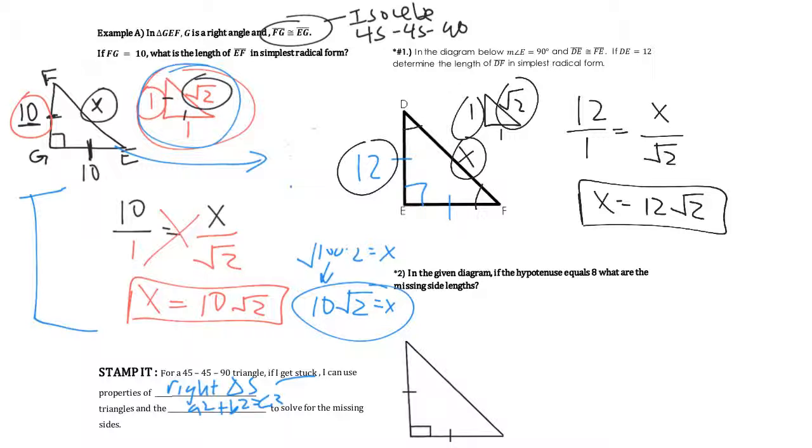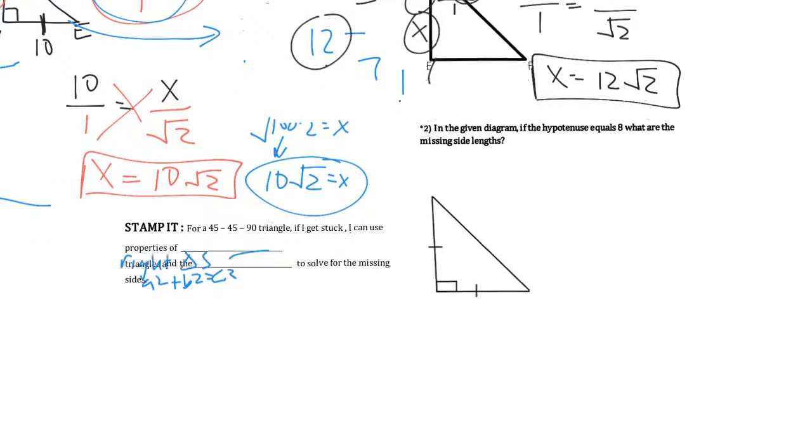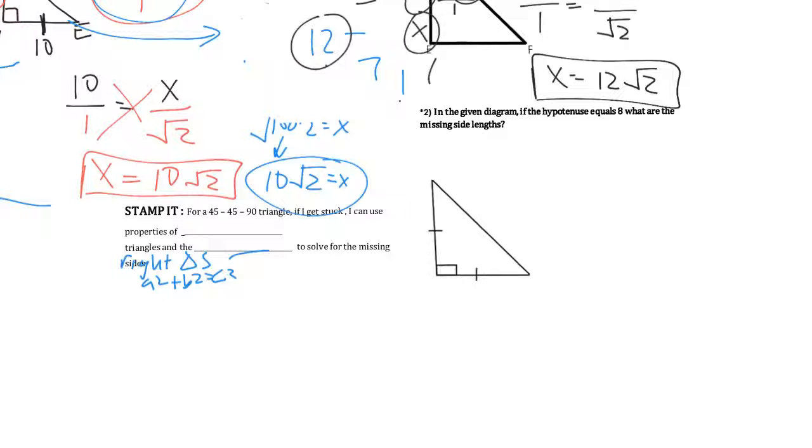Now you might be saying, I could just figure that out in my head. That's 12, so that's 12 radical 2. And you can, but a couple times it gets a little harder. That's why I wanted to practice drawing the rule triangle, because if we look down here at problem number 2, it's a little more complicated, but if we follow that rule triangle, it makes it easier. So this one has a hypotenuse of 8. What are the missing sides? So I've got to find these sides.